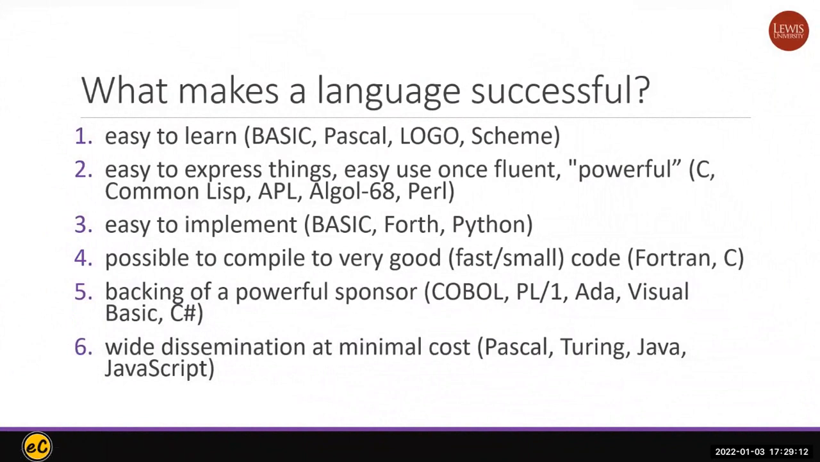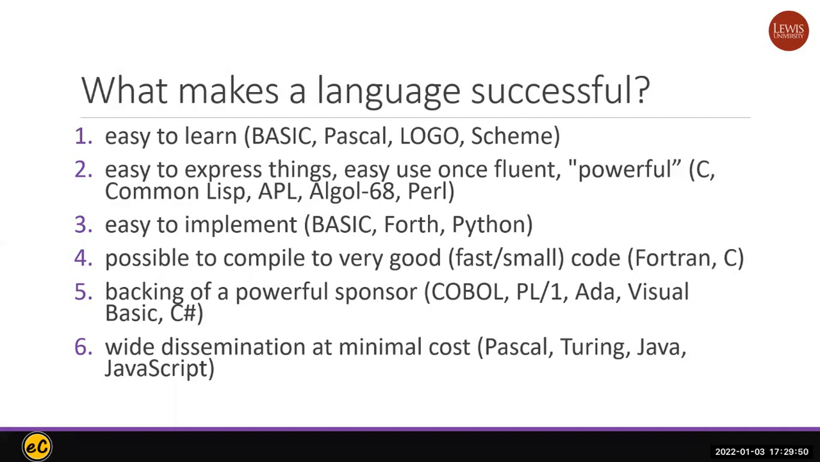Okay, what makes a language successful? Number one, it must be easy to learn. So BASIC, Pascal, Logo, Scheme, these are languages that are pretty easy to learn. For example, I recently reviewed my knowledge on Lisp, Scheme and Racket, and it just takes me about half an hour to really be able to do programming. So easy to learn is one of the reasons why you need to have a language be designed in a certain way. So to make your language successful, you must make the language easy to learn.